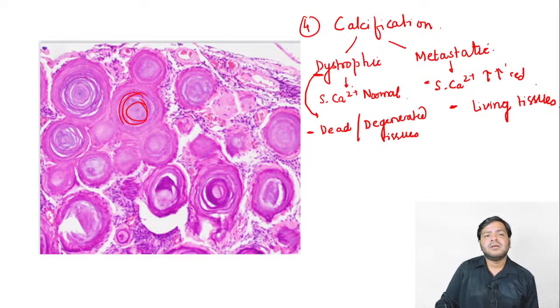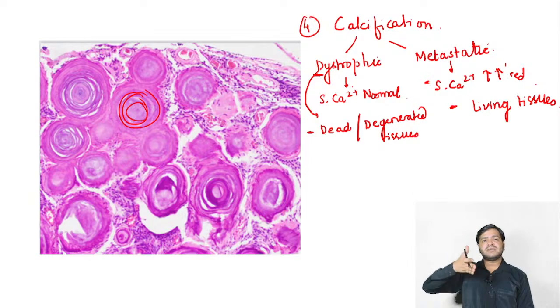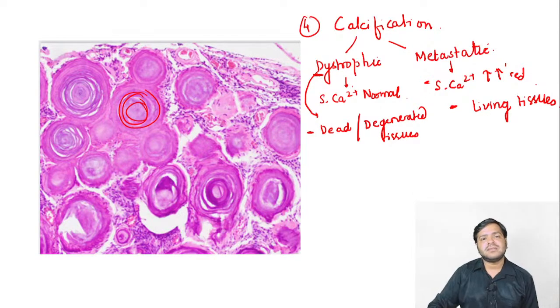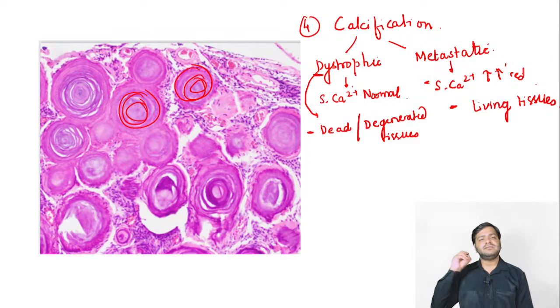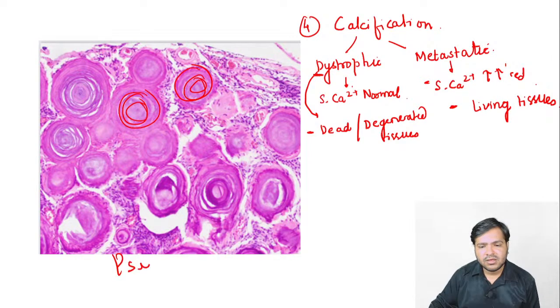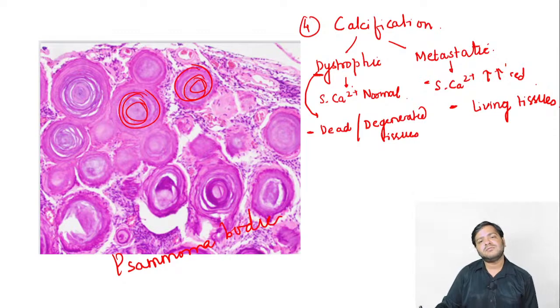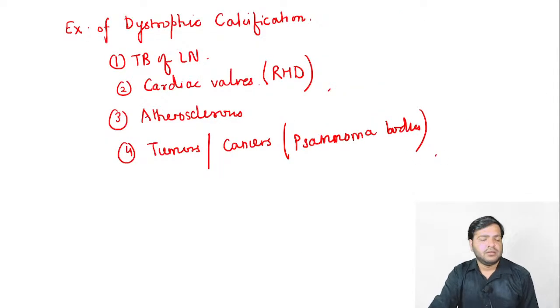These are like when you cut an onion in the middle, slices, you just see the onion shaped balls over here like this. These are schwannoma bodies, okay.